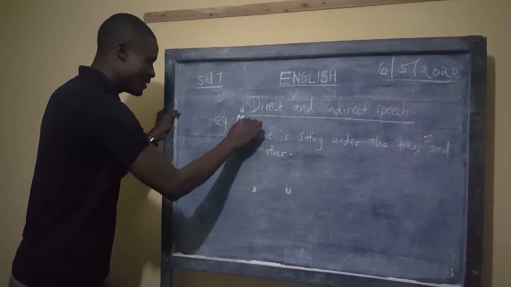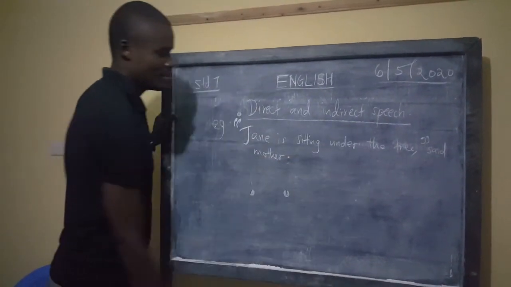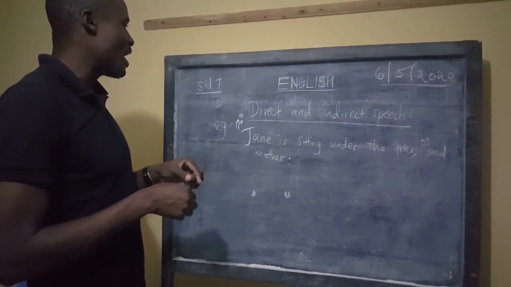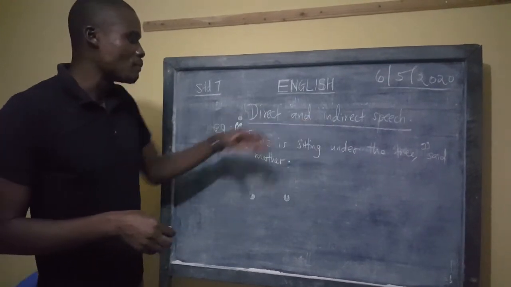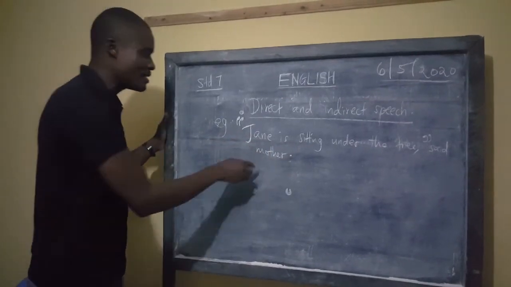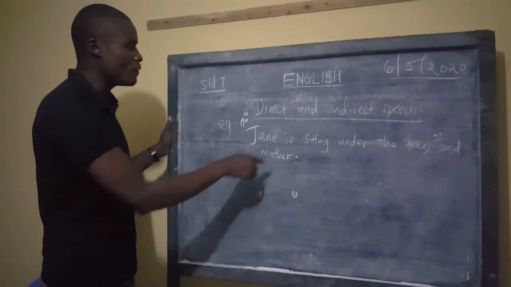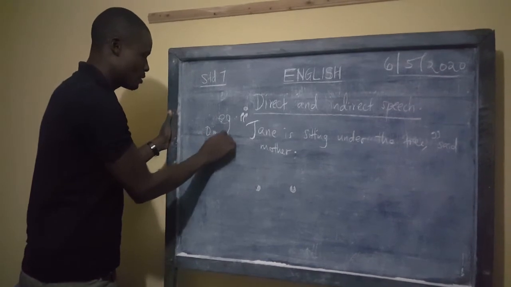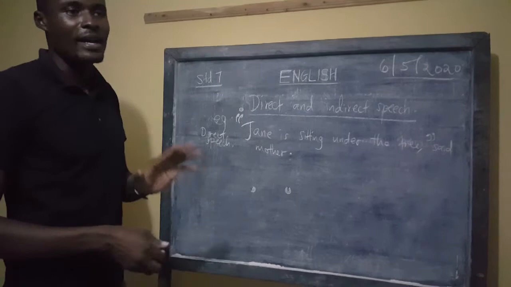Hence, Jane is sitting under the tree. That is the actual words from mother. These are the actual words from the speaker, and the speaker in this particular given setting here is mother, the one speaking. So these are the direct words from mother. That's why we call this statement a direct speech. You can be asked why do we call this a direct speech?